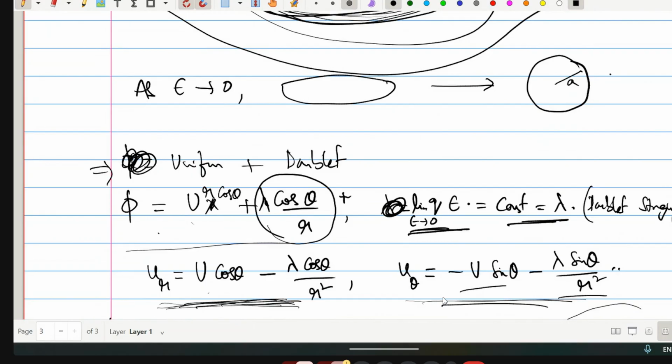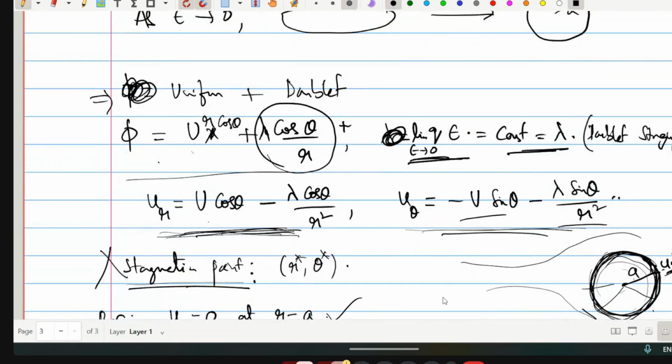If you add a2 divided by r square cos 2 theta, for example, is your boundary condition still satisfied? Is it satisfied? Cos 2 theta. It won't, right? On the surface, it won't be satisfied.